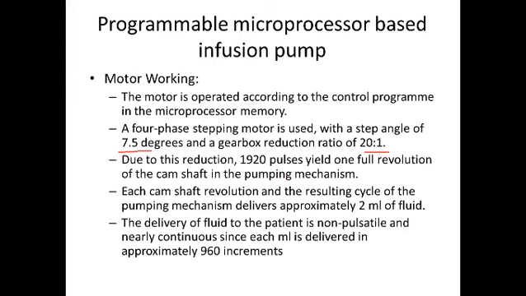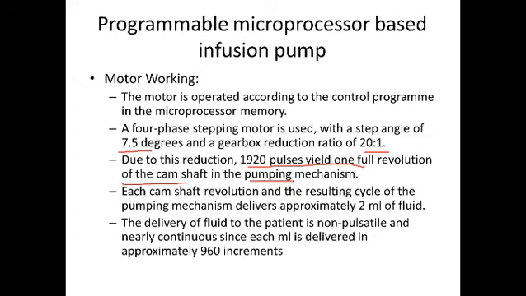Okay, due to this reduction, 1920 pulses yield one full revolution of the camshaft in the pumping mechanism. So for one revolution, how many pulses are required? 1920. Okay, why? Because you have to multiply that 7.5 degrees.